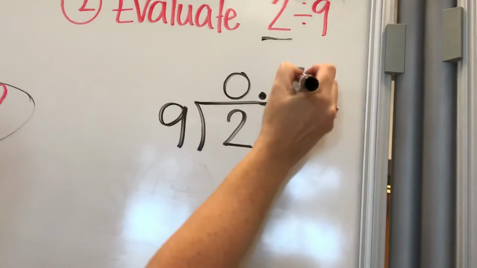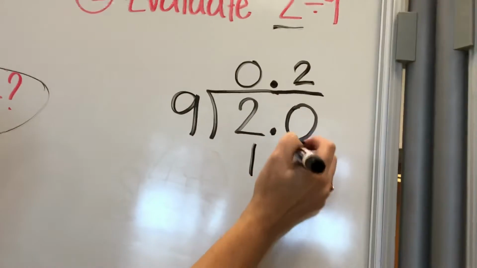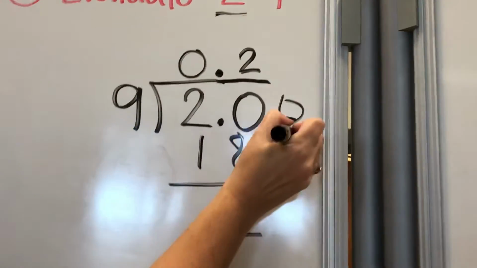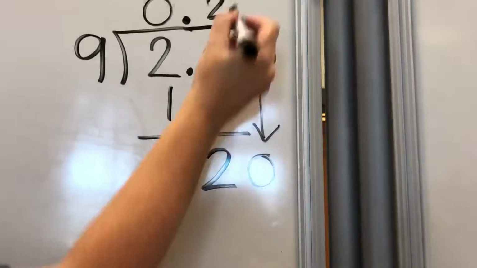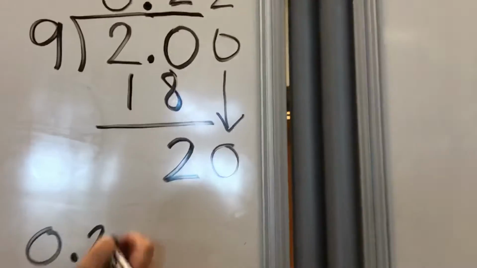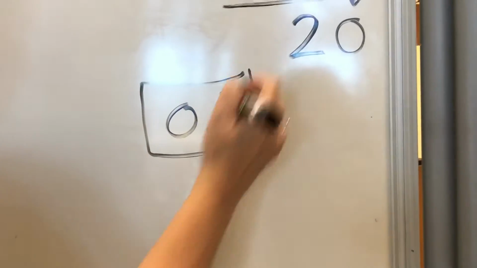9 can go into 20 2 times. 2 times 9 is 18. Subtract out, I get another 2. I can keep going with this, but I can go ahead and let you know this is going to end up being a repeating decimal. So I'm just going to go ahead and round it to that point right there. All right, we're going to go ahead and move into number 3.